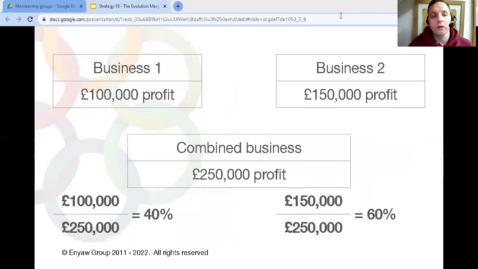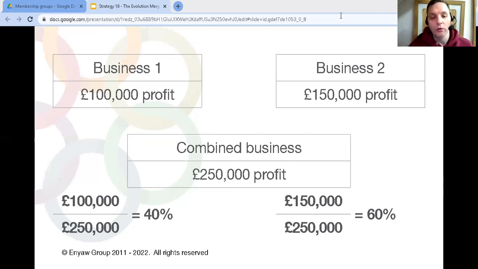Next, how to do that is you'll use a metric that works for both businesses. And normally that will be based on profit. The higher the profit, the more equity that you own in this joint holding company structure. So let's use an example.